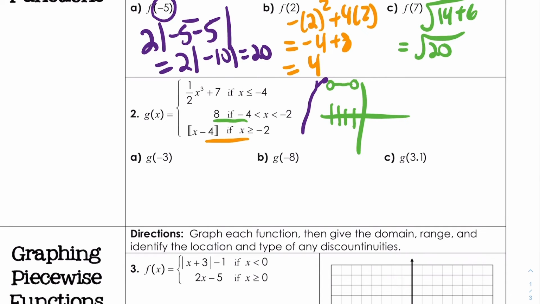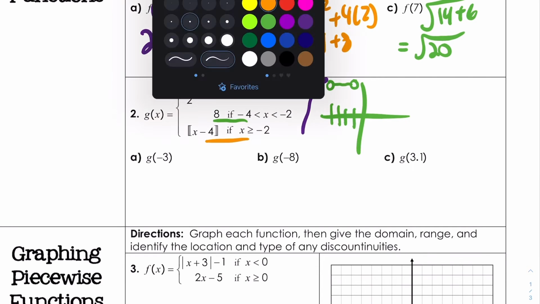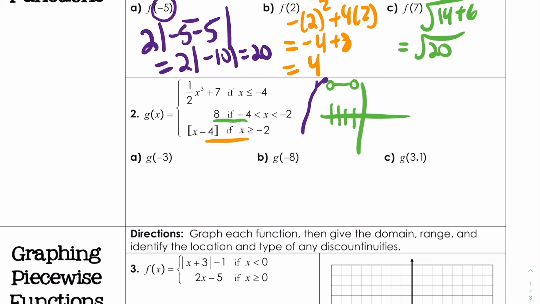G of negative 3 means we're going to plug in negative 3. And negative 3 is greater than negative 4, so we're not going to use the cubic part. Negative 3 is between negative 4 and negative 2, which means I'll use the green. And it says if we're between negative 4 and negative 2, which negative 3 is, then the answer is just 8.